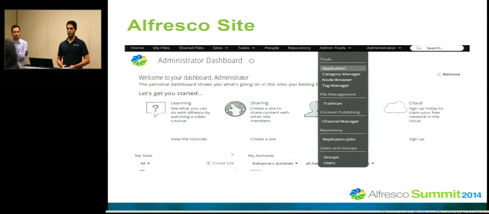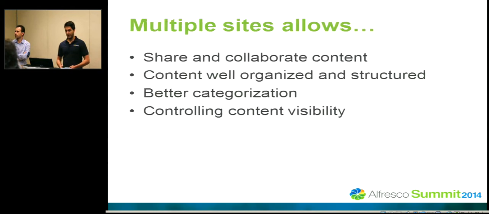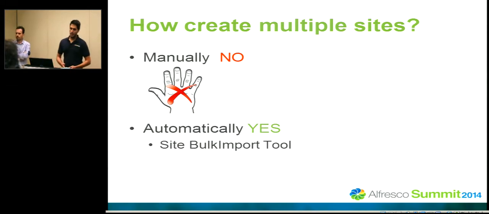If we have a lot of content and we need to migrate it in a proper way, we should create multiple sites. Multiple sites allow sharing and collaborating on content, well organized and structured, better categorization, controlling content visibility, rich content by thumbnails and media, etc. So how do we create multiple sites? We can do that manually, but it's not the idea. Of course, automatically, yes, with our tool called the site bulk import tool.